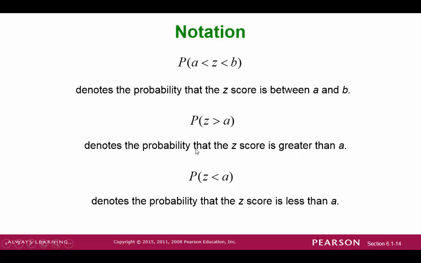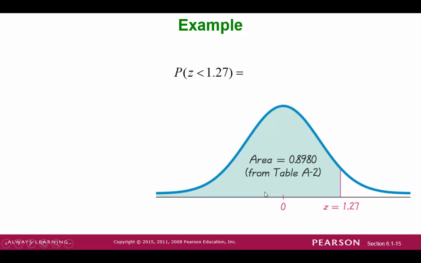You can be looking at probabilities where the z-value is greater than a particular value A, or you can look at a probability where the z-values are less than a particular value A. Let's do an example, and for this example we will use our calculators.